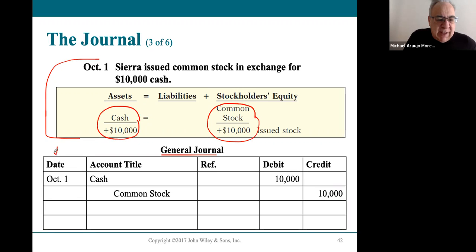Okay. So most journals will only have about 4 columns. The reference column is in some journals, sometimes not. The first column is always the date because we record things chronologically, right, by date. The second column we'll see is the column for the titles of the accounts. So cash is affected, common stock is affected. And the reason that they're listed this way is going to be explained on the other side of this journal. There are 2 columns for the numbers. The first column is the debit column. The second column is the credit column.